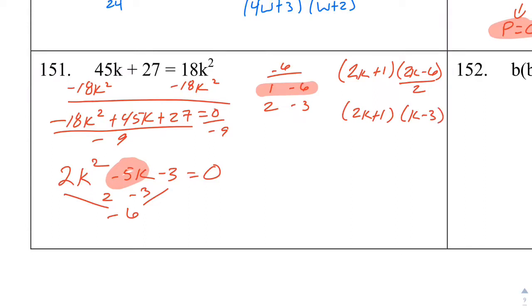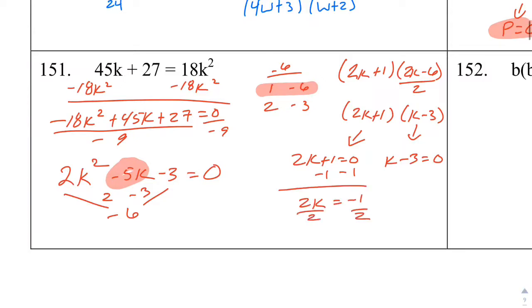And because we started with an equal sign, we got to set them equal to 0. So either 2k plus 1 equals 0 or k minus 3 equals 0. 2k equals negative 1, dividing by 2, k equals a negative 1/2. Adding the 3, k equals 3. And so there's our two solutions.